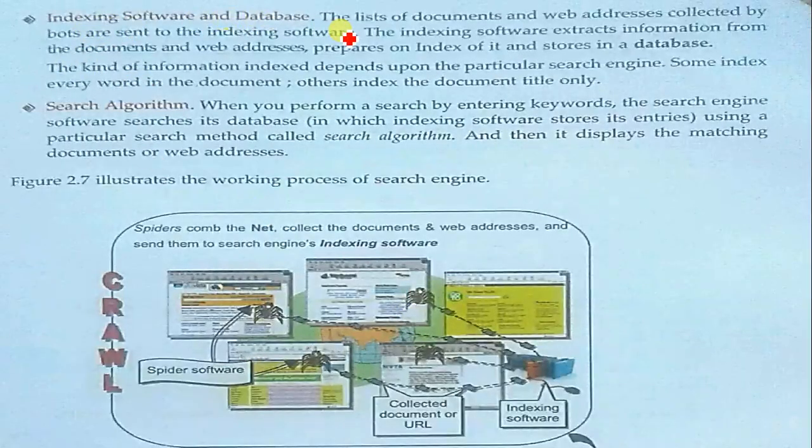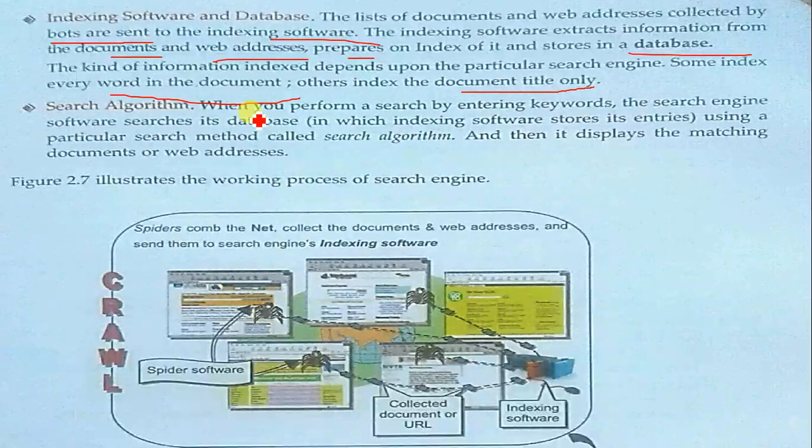Now, indexing software and database. Search engines do indexing, and the software and database are included with the search engine. The list of documents and web addresses collected by bots is sent to the indexing software. The indexing software extracts information from the documents and web addresses, prepares an index of it, and stores it in a database. The kind of information indexed depends upon the particular search engine. Some index every word in the document, others index the document title only.